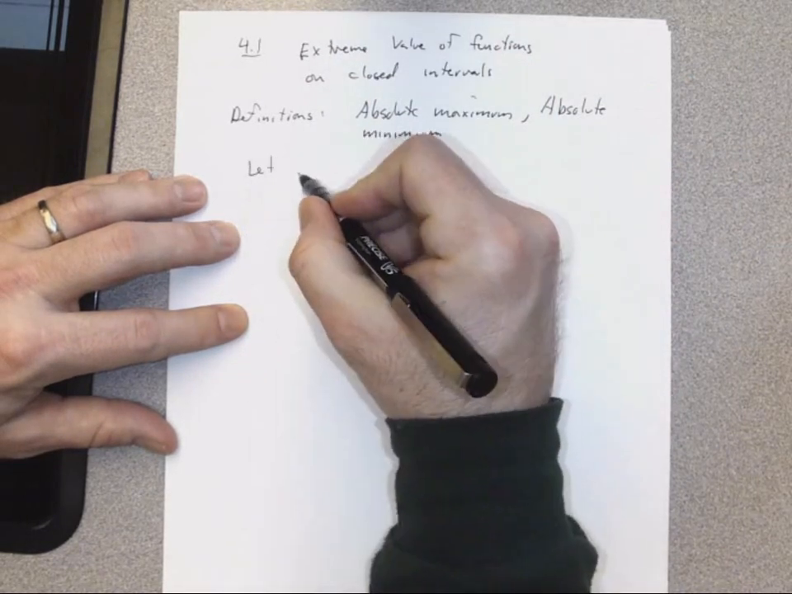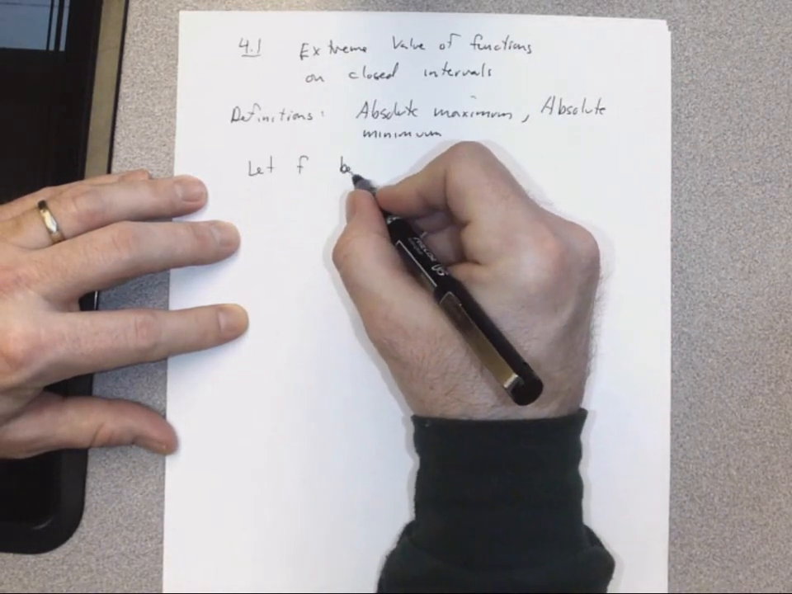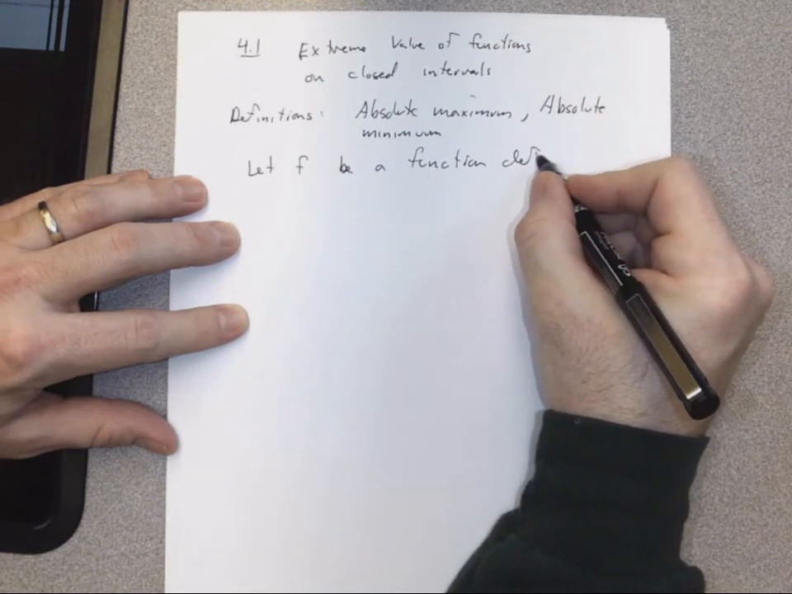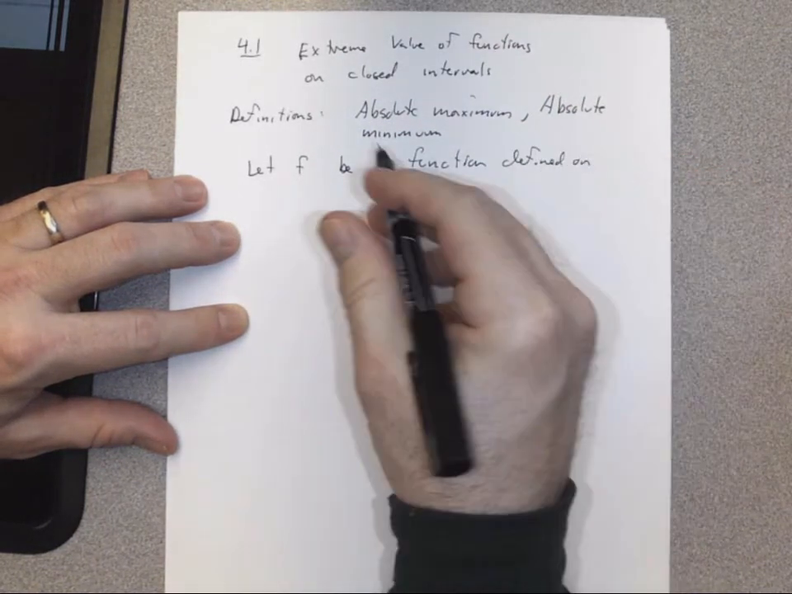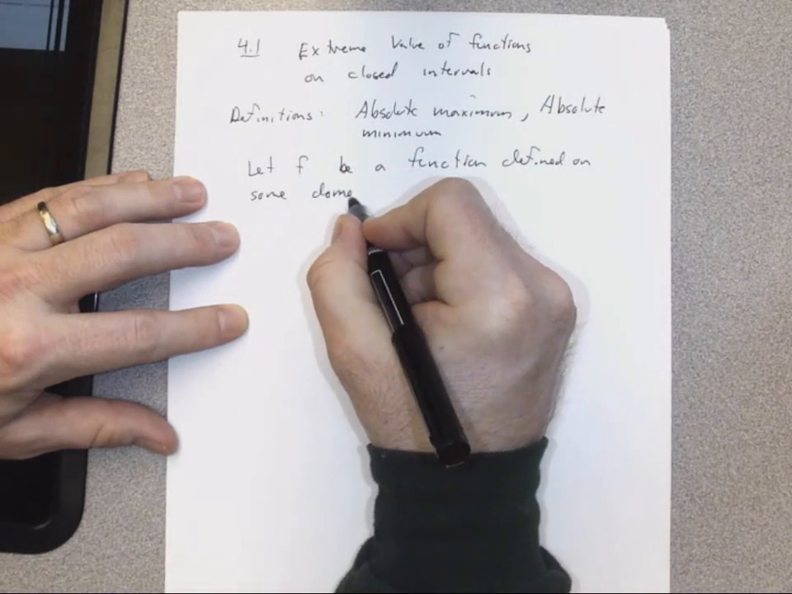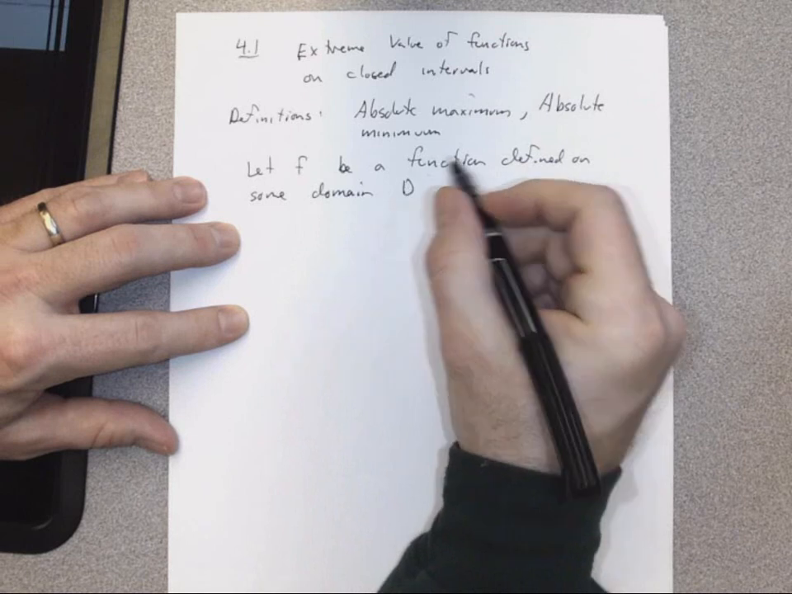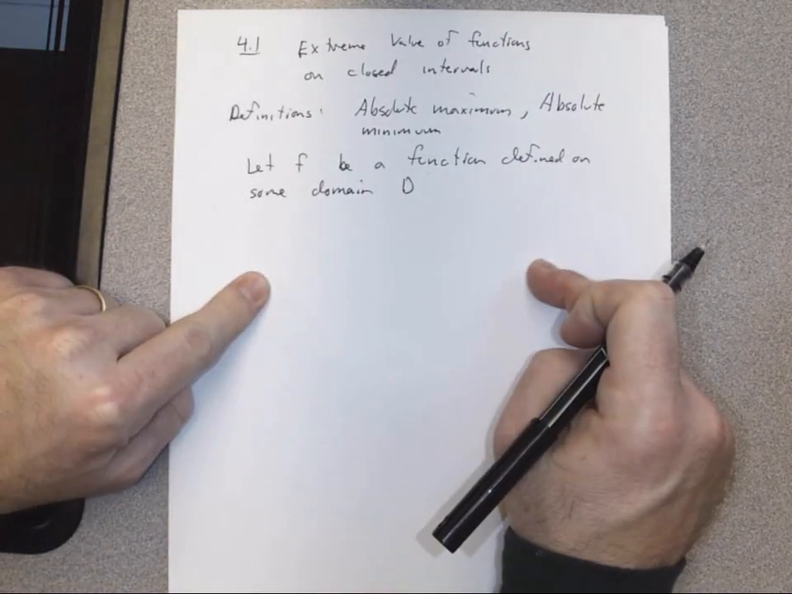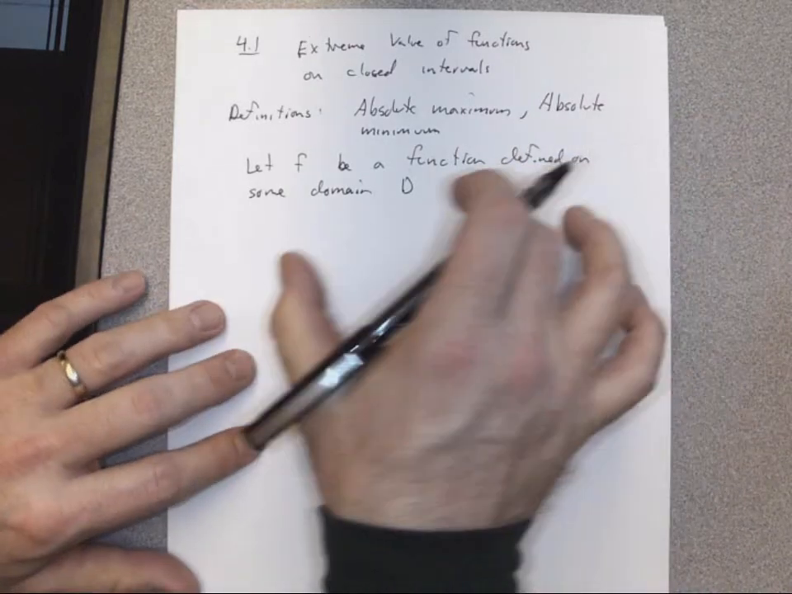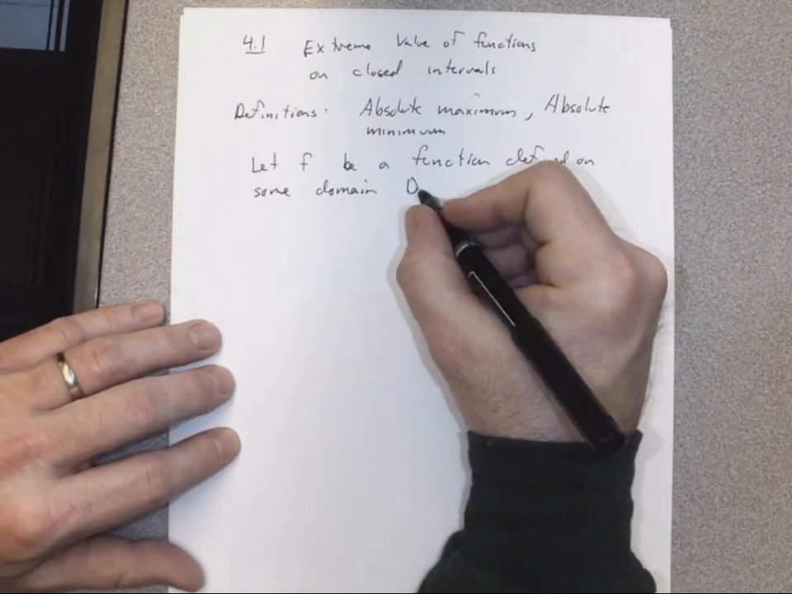So first we're going to let f be a function defined on some domain D. So some part of the x-axis, some part of this axis, this function is defined for. So it's got y values for those particular x values.